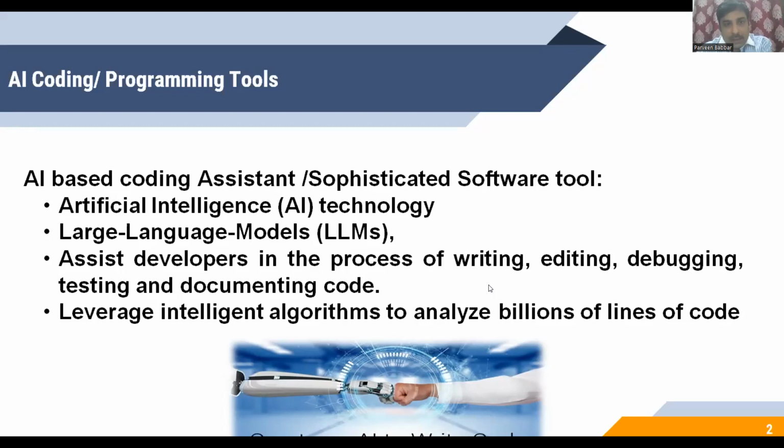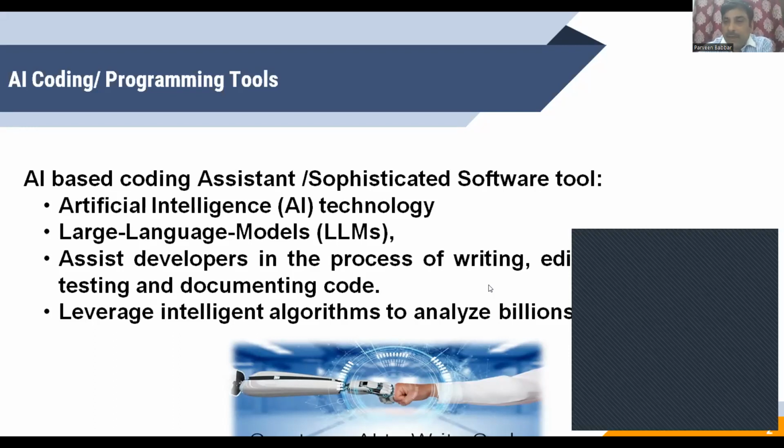Now, these AI-based coding assistants are sophisticated software tools which use large language models, called LLMs. That means the code is already there and it modifies it according to your requirement. It also assists developers in the process of writing, editing, testing, and documenting the code. It leverages intelligent algorithms to analyze the billions of lines of code which are available.